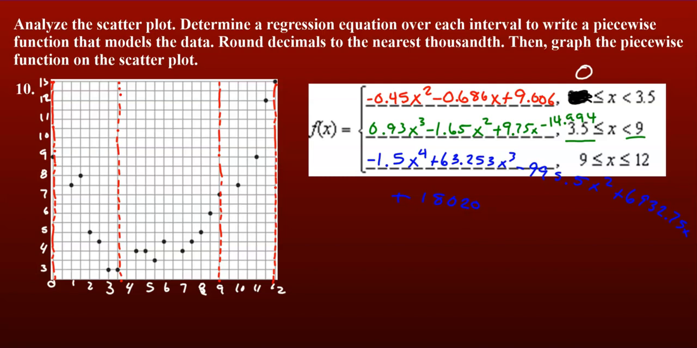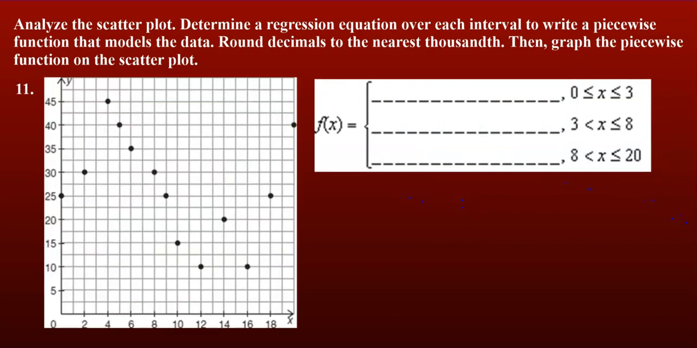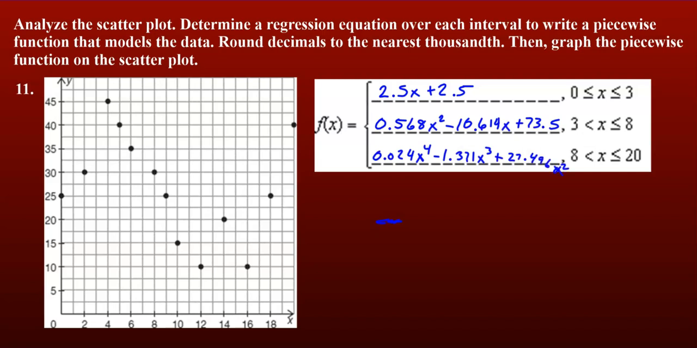So what I'd like you to do is try number 11 on your own and see how you do. Okay, so let's take a look and see how I got what I got. So first of all, I decided the first part is linear, the second part's quadratic, and the last part's quartic.